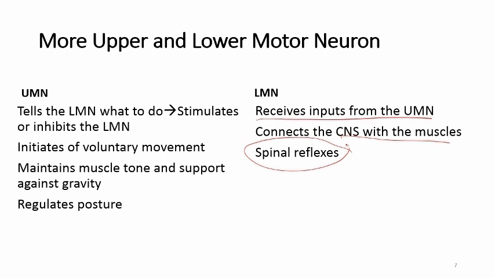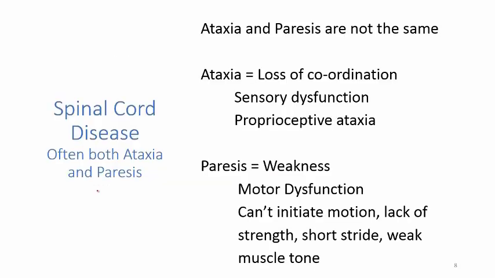for spinal reflexes. Now, our upper crust, our upper motor neuron, that is the thing that tells the lower motor neuron what to do. So what does that mean? It means it's the one that initiates voluntary movement. So it's going to initiate voluntary movement and maintain our muscle support against gravity. And it's our upper motor neuron system that regulates posture. So if you're having a little bit of trouble wrapping your head around that, have a look at the slide before and spend a little time looking at this, because that's going to be helpful for you.